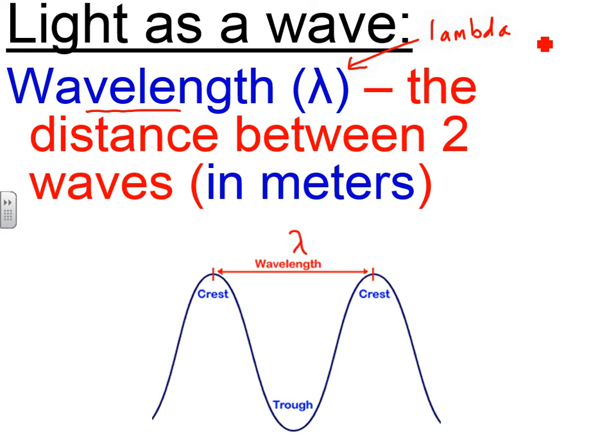What you would do is measure from the top of one wave to the top of another. The top of a wave is called the crest. The bottom of a wave is called the trough. You can also measure from the trough to the trough. You'll actually get the same distance. Either way, this will be the same. But usually we say from crest to crest. And this will be measured in meters. So that would be the first feature of a wave we want to consider.